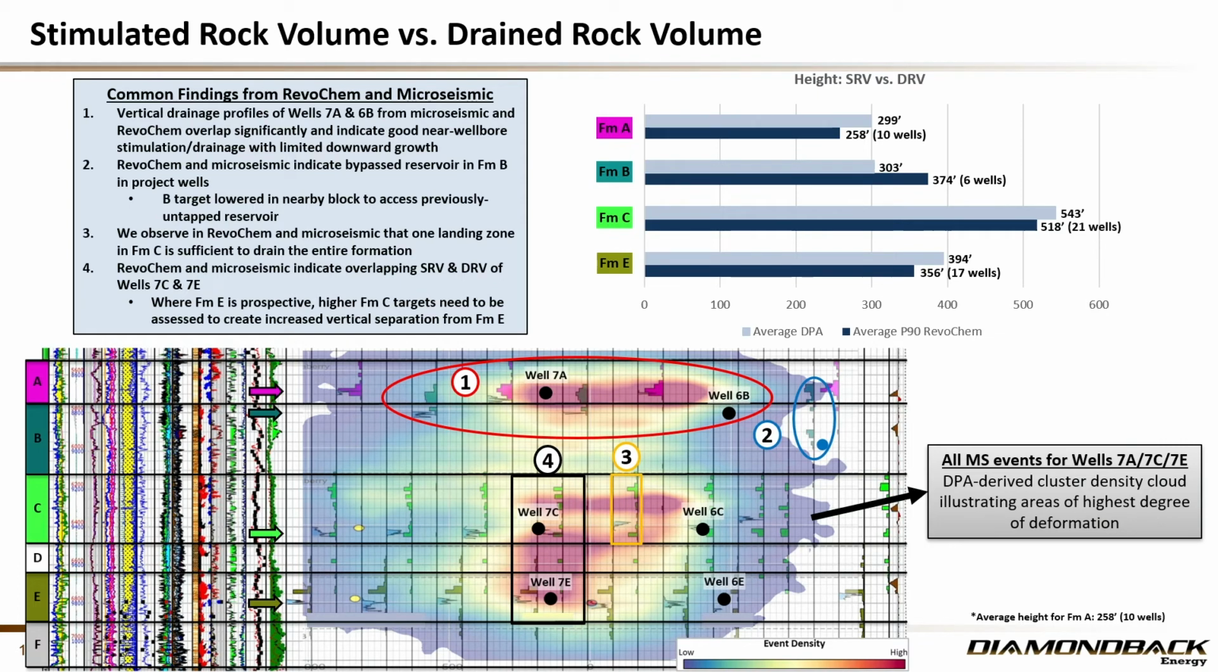all the wells in the field in dark blue, and plotted against that in light blue are the average DPA microseismic heights. We see in formation A, we have a greater height in the DPA microseismic, and then in formation B, we have greater heights in the dark blue in the RevoChem. And this is kind of interesting because the targets are actually very close stratigraphically.